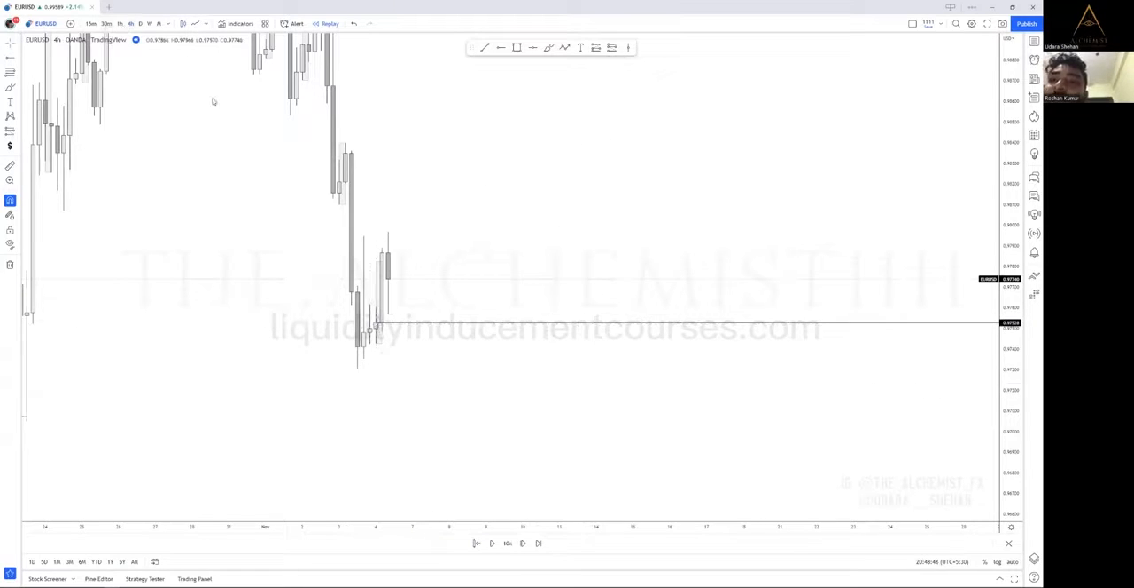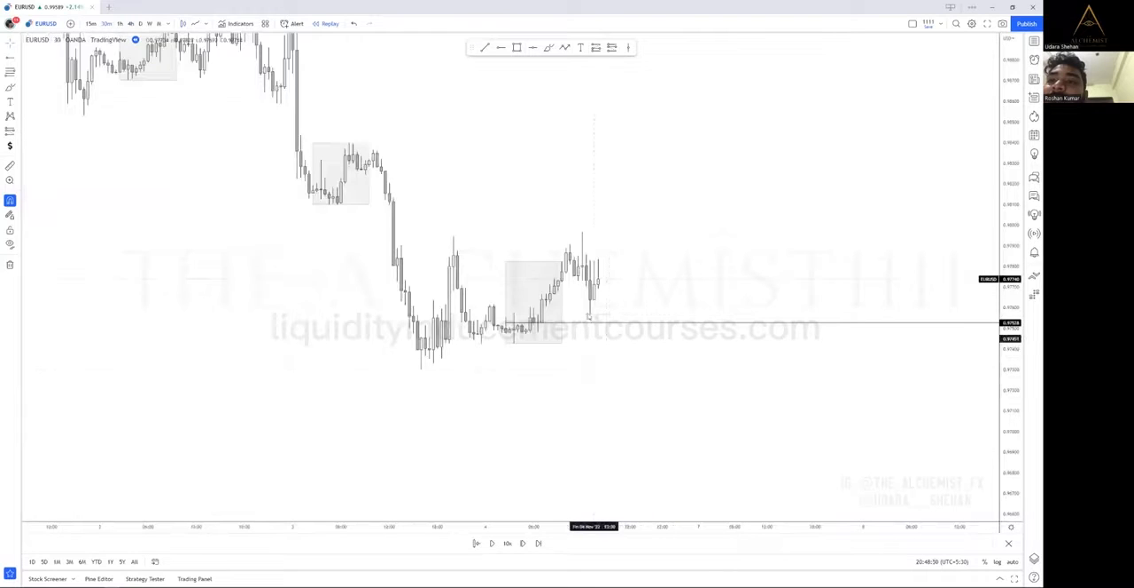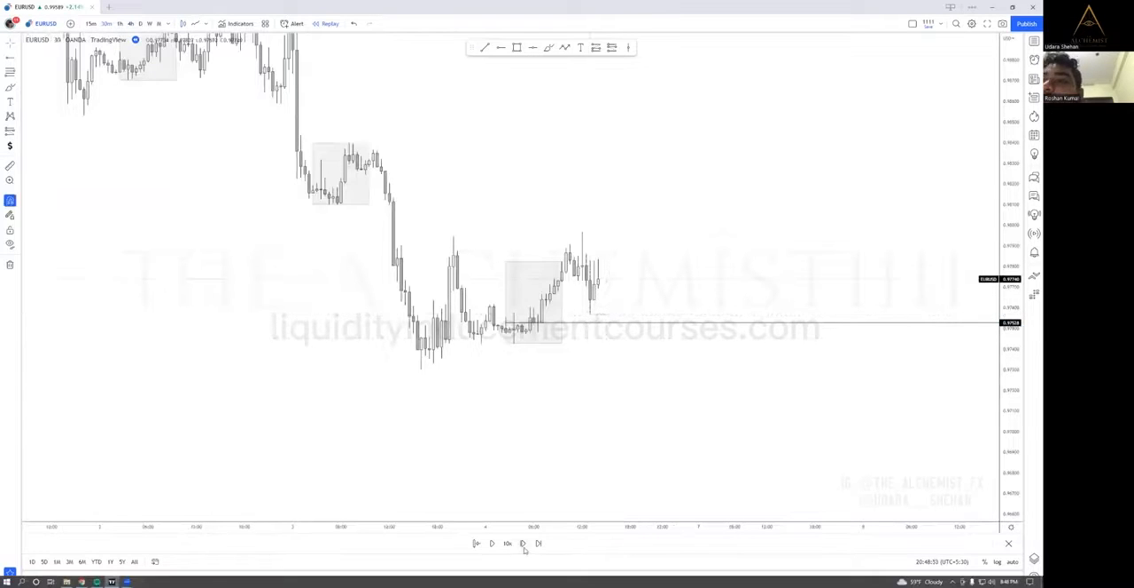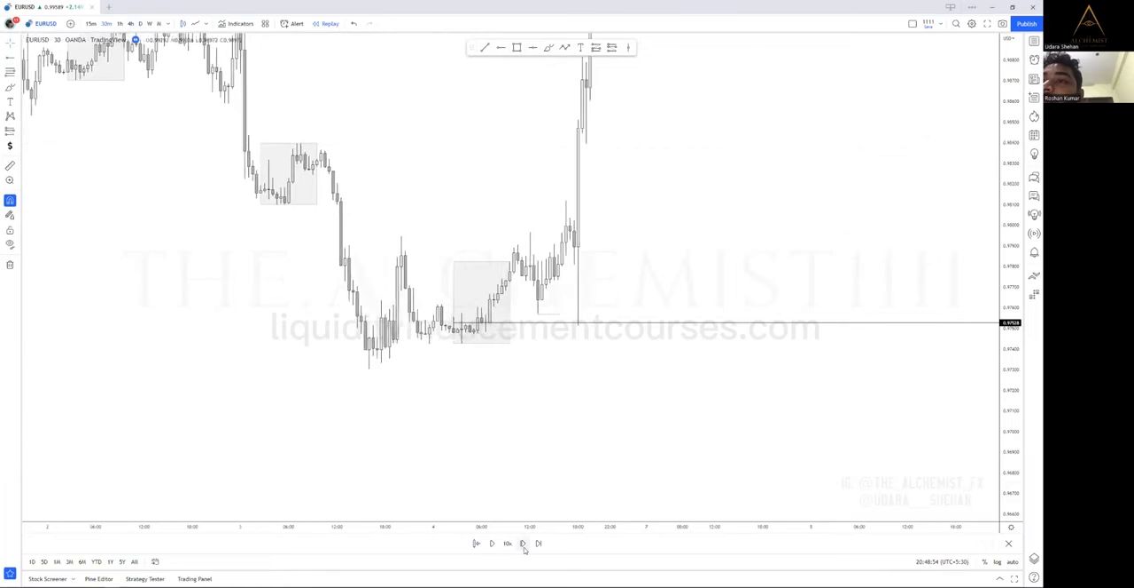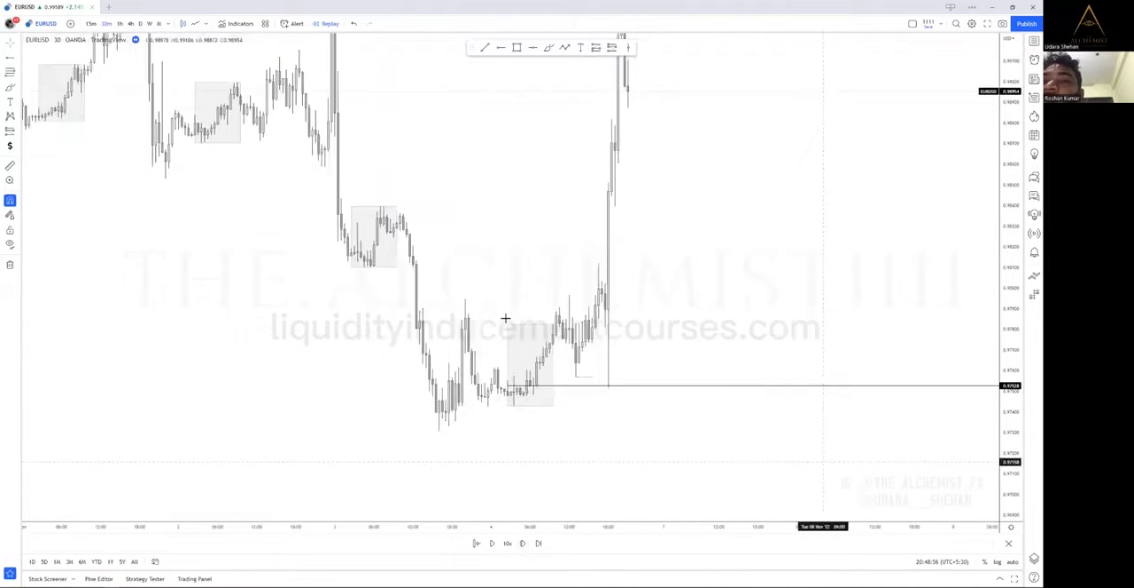Never tapped into it. Okay, so where did news tap into? Where do you think news tapped into? Look at this. There it goes, flies. See that? Because I told you those levels are very strong. Okay, those levels are very, very strong. So I'll show you more examples.